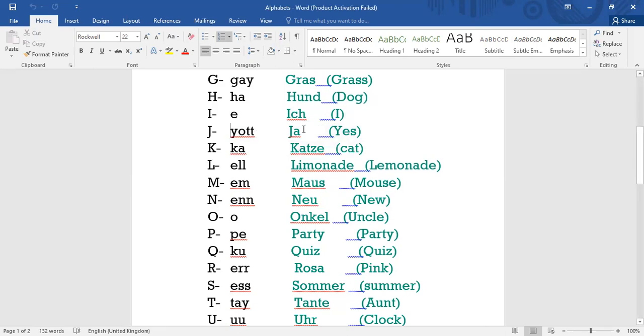This is ya. So this means yes. K is ka. Katze. This is Katze. This means cat.